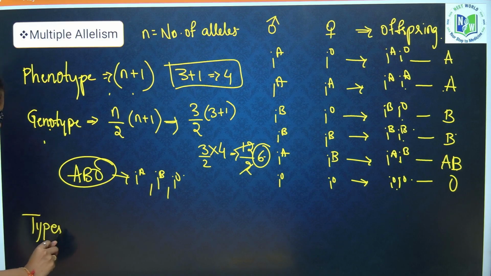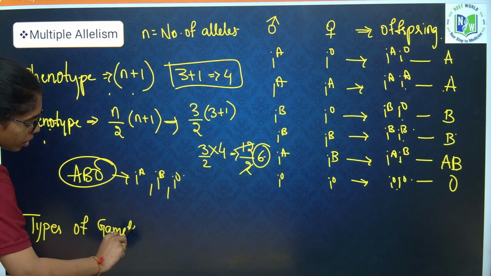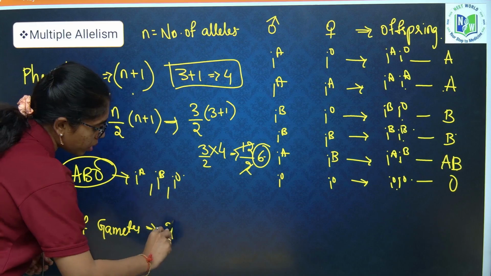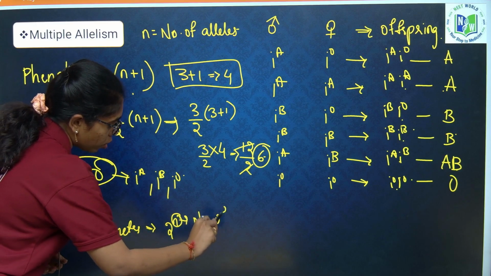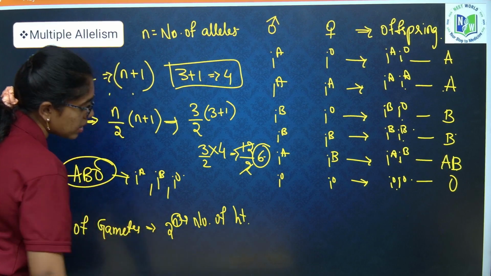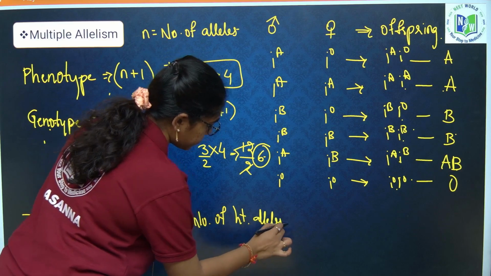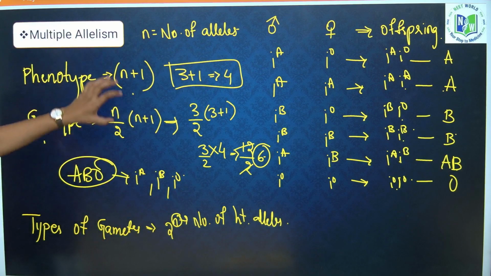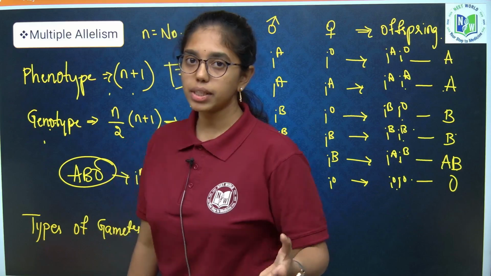And normally, to analyze types of gametes, not for multiple allelism, the formula we use is 2 to the power of n, where n is the number of heterozygous alleles. Clear? So all these formulae, keep it in your mind. We are going to exercise them in the numericals in the coming session.